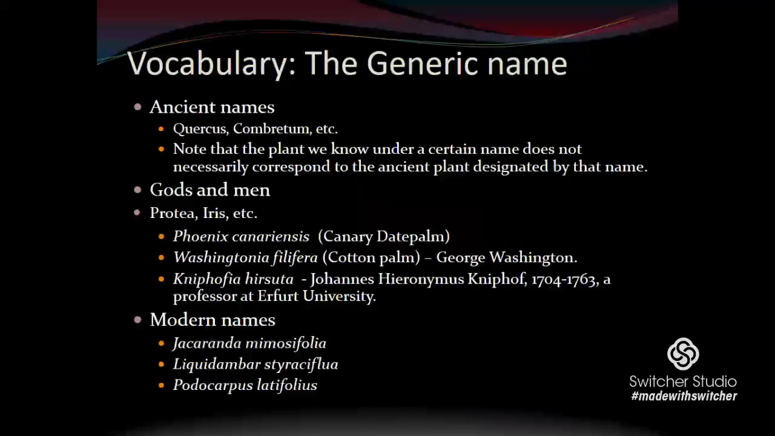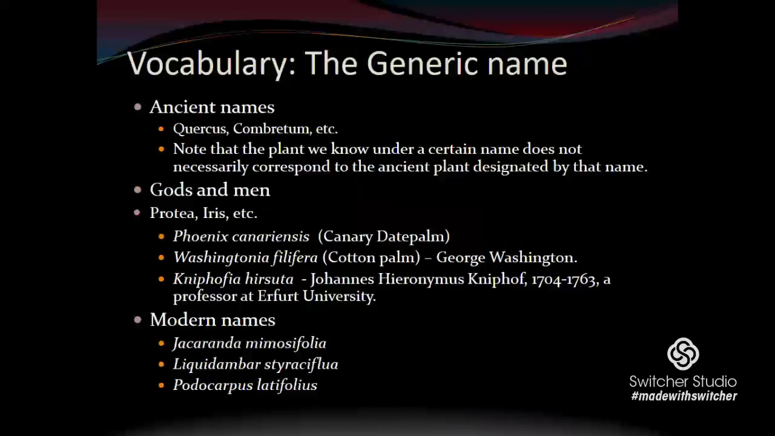So, ancient names, Quercus, Combretum, we're done with those. Some plants were named after gods and men, like Protea. Or gods, Phoenix canariensis. Phoenix, one of the genera for palms. Canariensis, of the Canary Islands. Washingtonia, named not after the region, but after that one bloke called George Washington. Kniphofia, named after Johannes Hieronymus Kniphof.